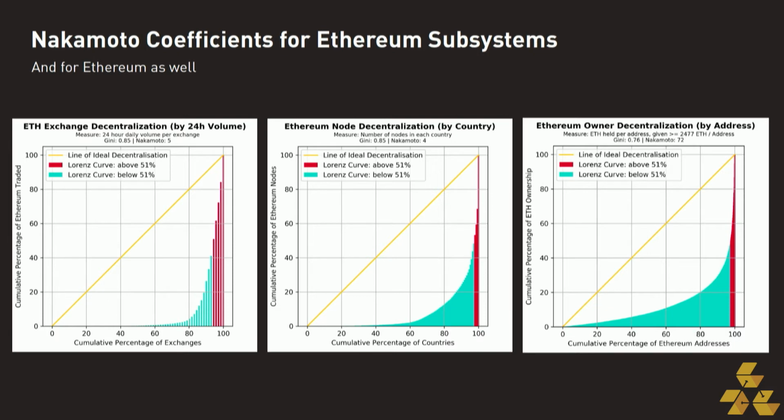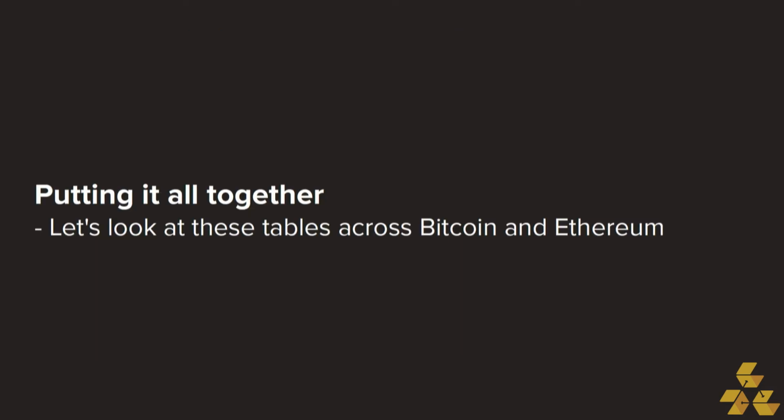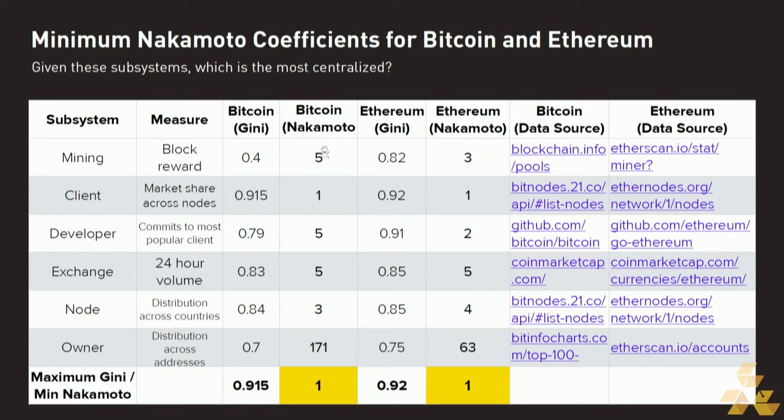And the thing that's interesting about this is we can calculate very similar tables where we ask, for each of these columns, how many entities do we need to capture in order to capture it? And we see that basically clients are the bottleneck in both cases: if you capture 1 client code base, you can centralize the network, and other subsystems are less centralized by comparison.